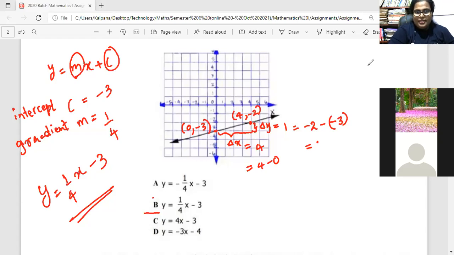Here, let me clear these things. So the answer for this one is B, y equals 1/4 x minus 3. And someone asked me to discuss the previous question again. I think it's question 3.